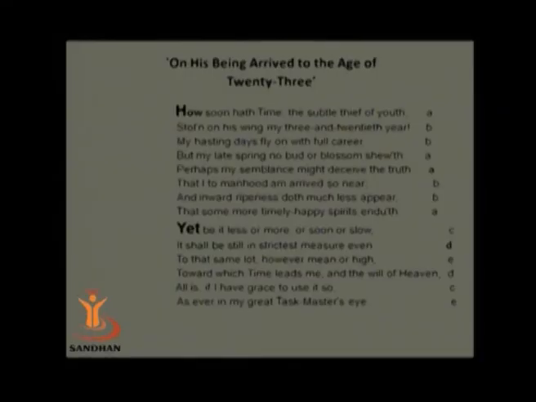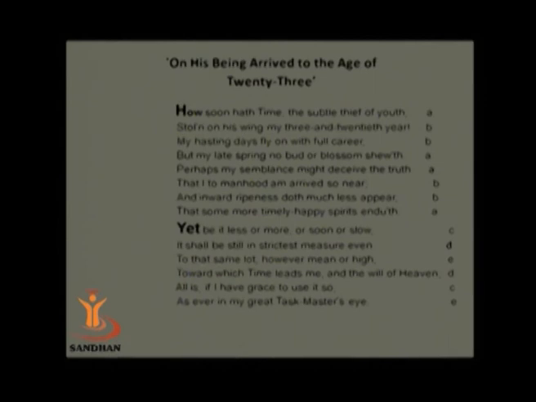So here again I'll read the last 6 lines for you. Yet be it less or more, or soon or slow, it shall be still in strictest measure even to that same lot, however mean or high, towards which time leads me, and the will of heaven, all is, if I have grace to use it so, as ever in my great taskmaster's eye.